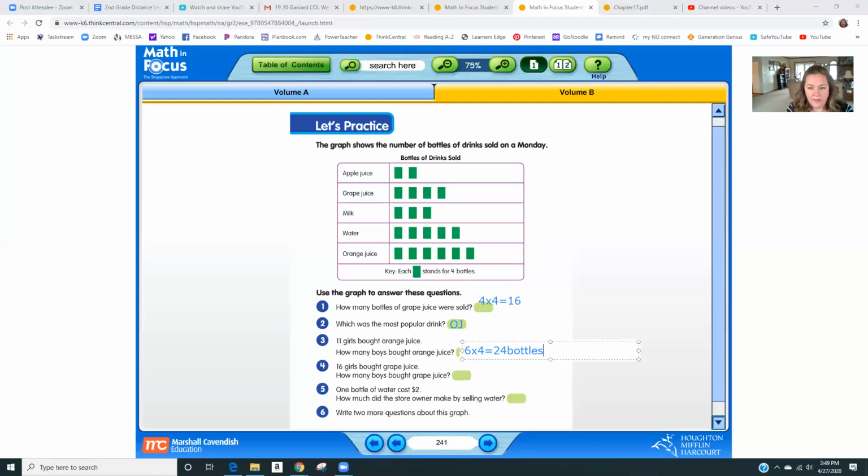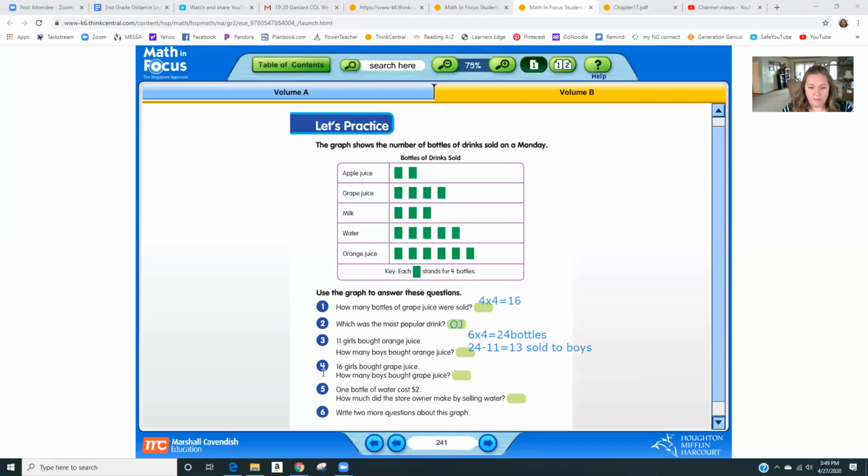Okay, we're not done. That just tells us how many orange juice bottles were sold. Now we have to take those 24 bottles of orange juice and we have to take out the amount that were sold to girls. The question tells us 11 were sold to girls. So that leaves us with the amount of bottles that were sold to boys. 13 bottles were sold to boys. I'm going to move this up and get it out of the way.